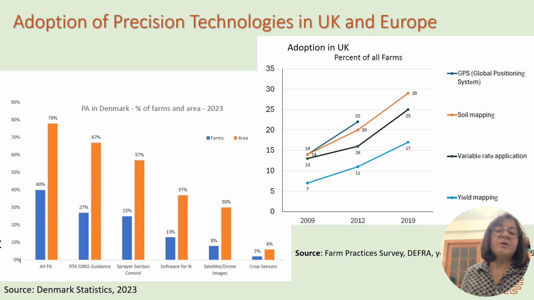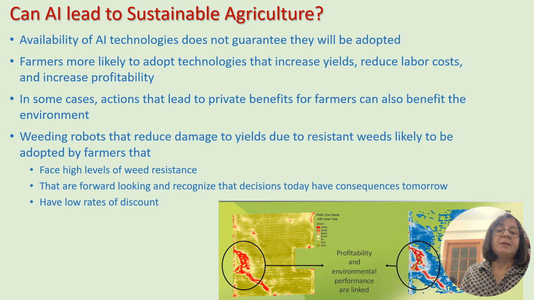Across other countries as well, we observe a similar pattern where there's been very rapid adoption of technologies like GPS, but much slower adoption of technologies that involve variable rate application. So, the question is, can AI lead to sustainable agriculture? And the availability of AI technologies alone does not guarantee that they will be adopted.